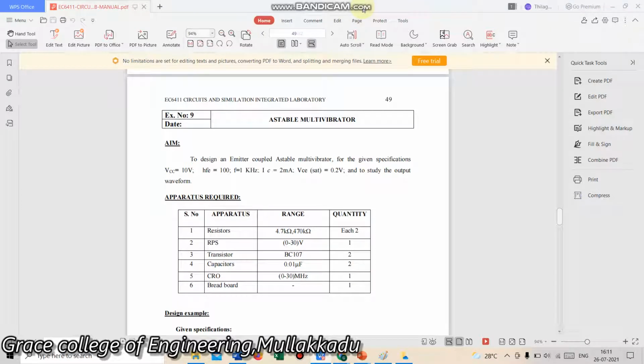Now we are going to see about the astable multivibrator. The aim is to design the emitter coupled astable multivibrator using the given specification. The apparatus required are the hardware components: resistance, transistor, RPS, CRO, breadboard.